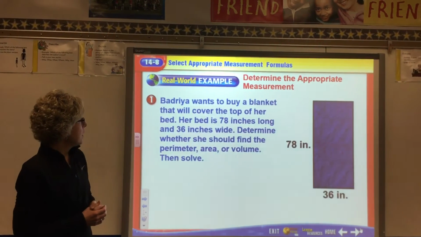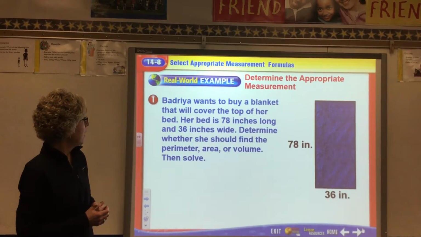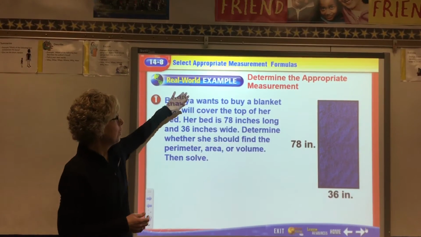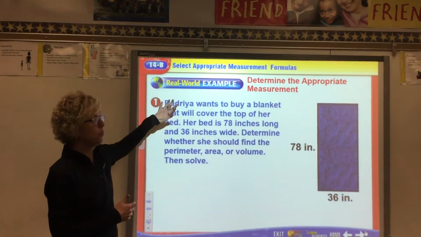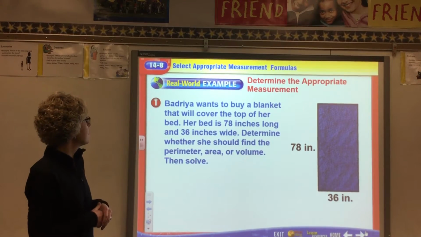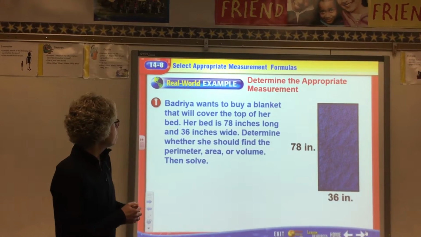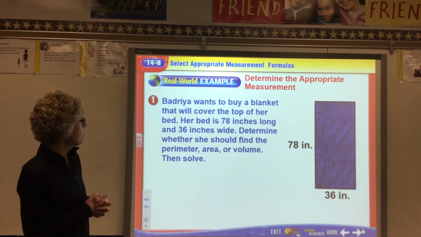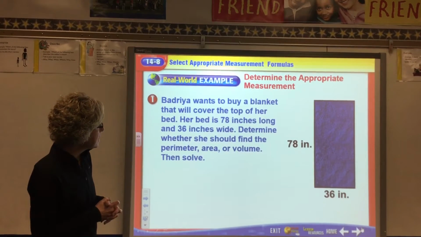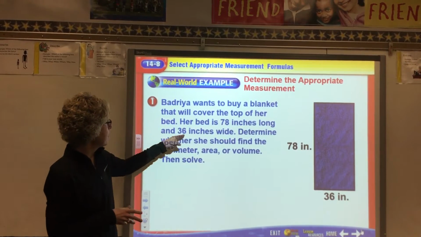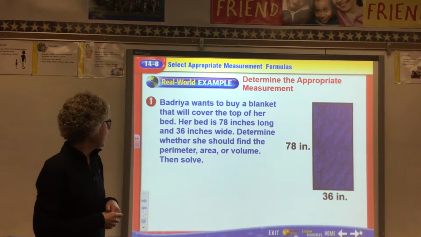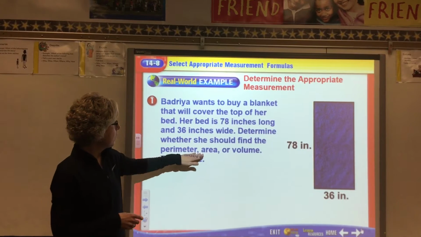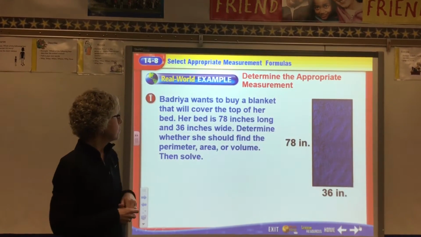So here's our first example. And I'm just going to use a different name. I'm not exactly sure how to pronounce her name, but that's a proper noun and we can substitute a name. So we're going to say Nora wants to buy a blanket that will cover the top of her bed. Her bed is 78 inches long and 36 inches wide. Here we have to determine whether she should find perimeter, area, or volume, and then solve.